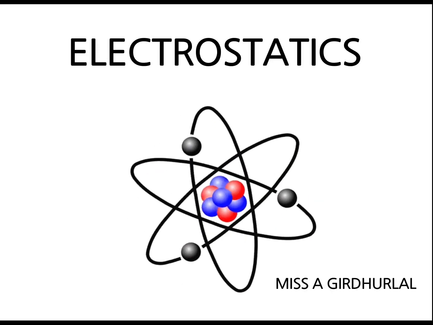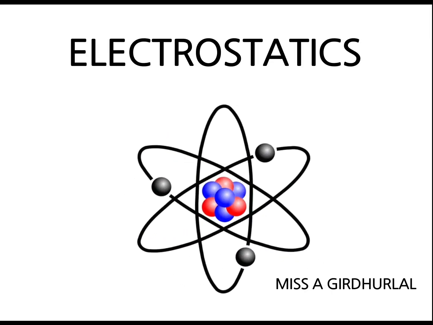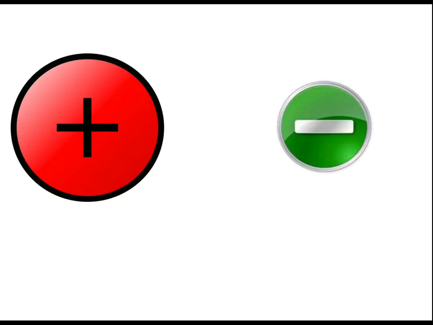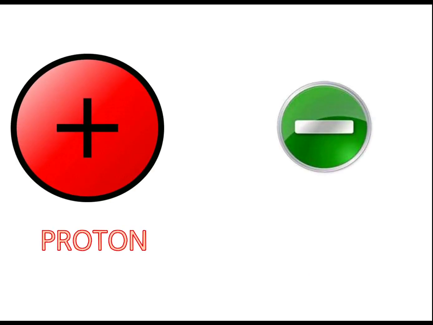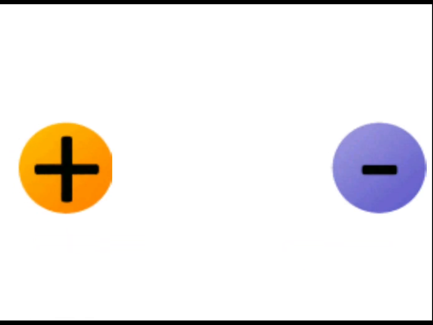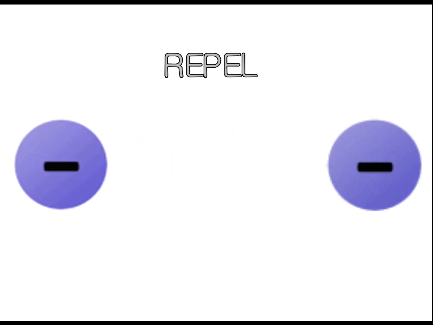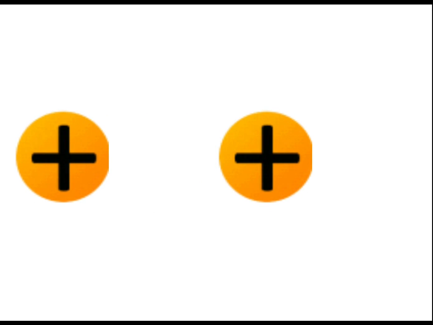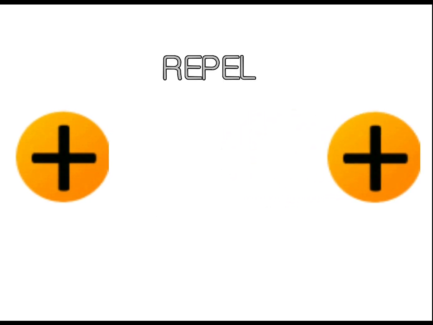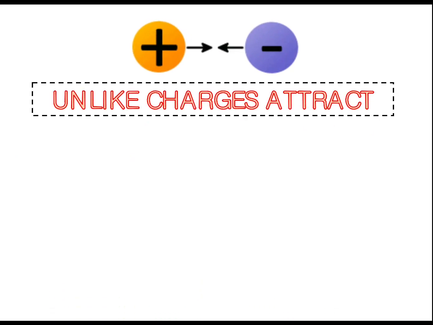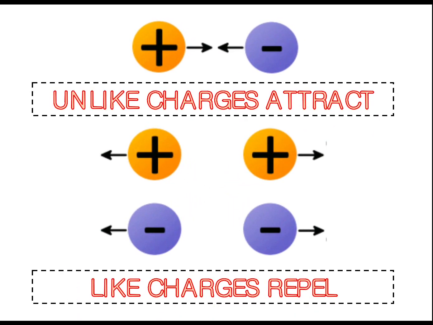Electrostatics is the study of electric charge at rest. There are two types of electric charge: the positive charge from the proton and the negative charge from the electron. A positive and negative charge will attract. A negative and negative charge will repel. A positive and positive charge will also repel. The general rule you must know: unlike charges attract, like charges repel.